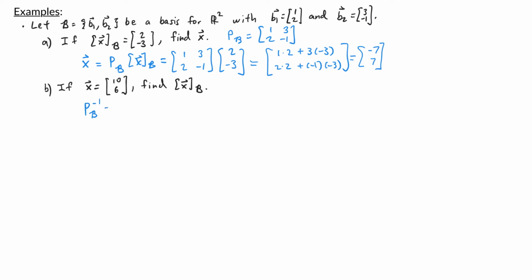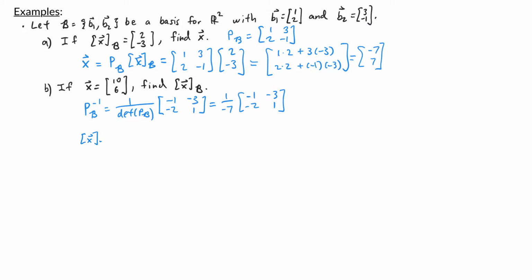Well, this is a 2 by 2 matrix, so I know that the inverse is 1 over the determinant times the matrix where we swap the diagonal entries and negate the off-diagonal entries. So in this case, we have [-1, -3; -2, 1]. The determinant for P_B is 1 times negative 1 minus 3 times 2. So that's negative 1 minus 6, or negative 7. So P_B inverse is 1 over negative 7 times [-1, -3; -2, 1].